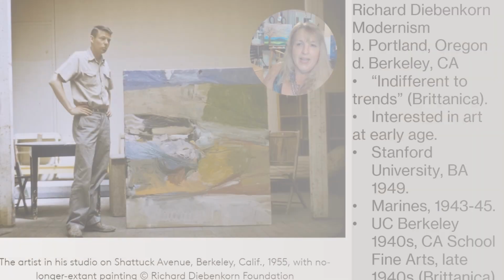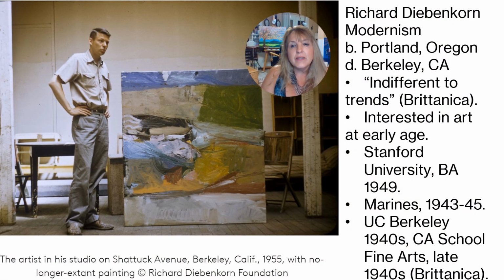Richard Diebenkorn, and he is an abstract artist. And Diebenkorn, modernist, born Portland, Oregon, Berkeley educated, indifferent to trends, interested in studying art at an early age. He went to Stanford, and he was in the Marines in the 1940s. He went to UC Berkeley and California School of Fine Arts, and he was very prolific.